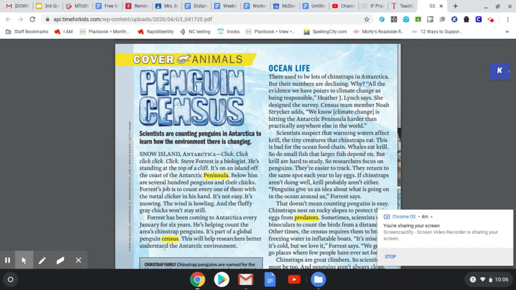So there's that census word as one of our vocabulary words. So maybe it will explain exactly what that word means later on.